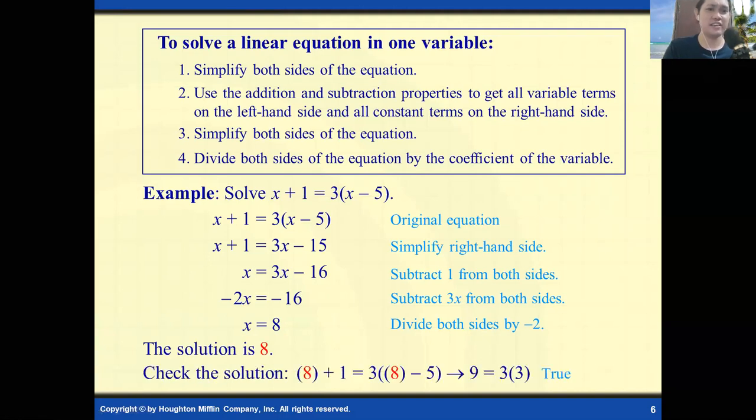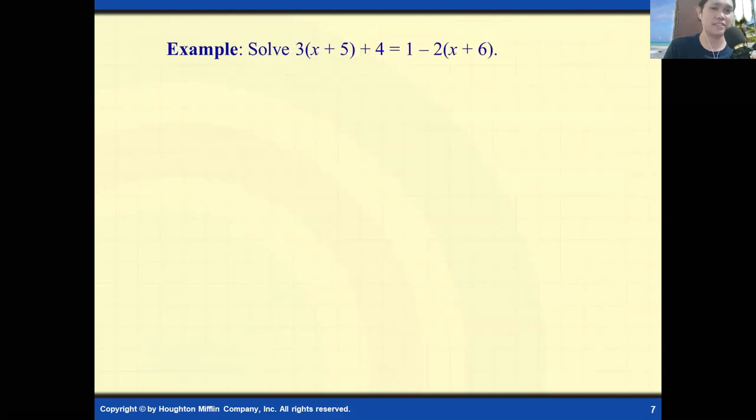If you want to check it, make your value of x be the value of x in the given equation. If the value of the left side is the same as the value of the right side of the equation, then it makes the statement true. So your answer is correct. Based on the checking that we have, our solution is correct. x is equal to 8.